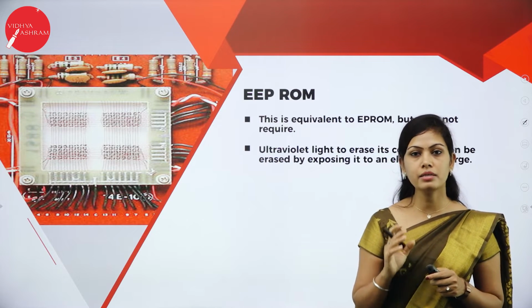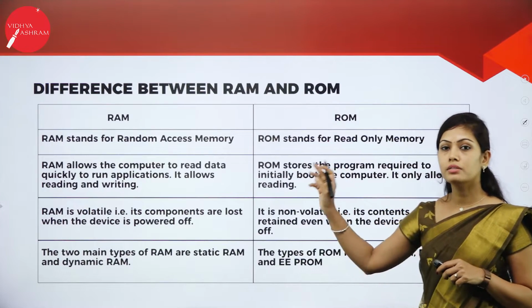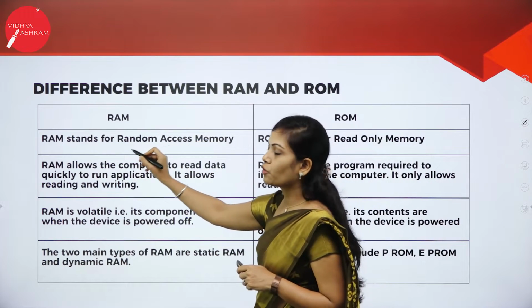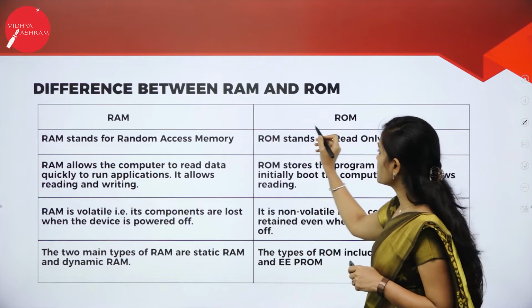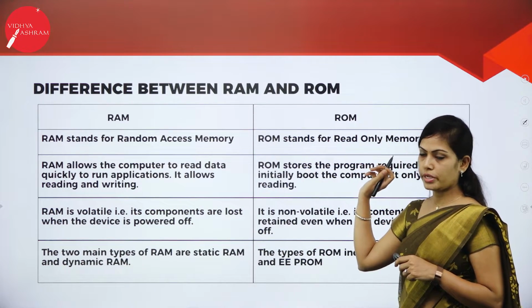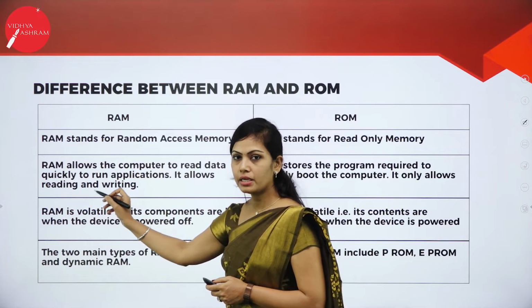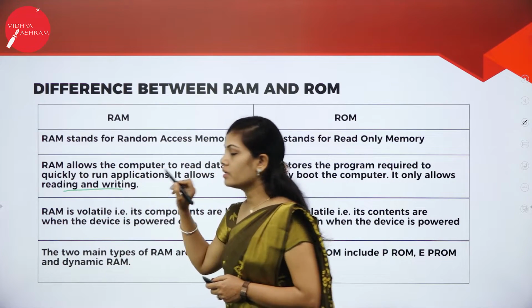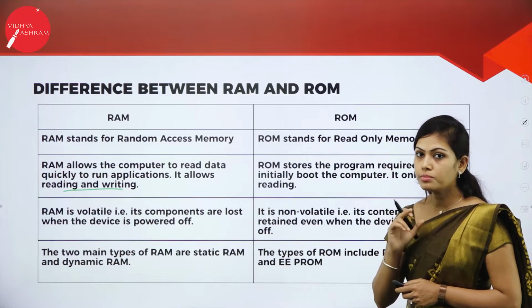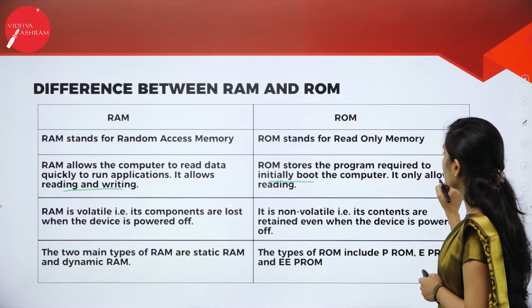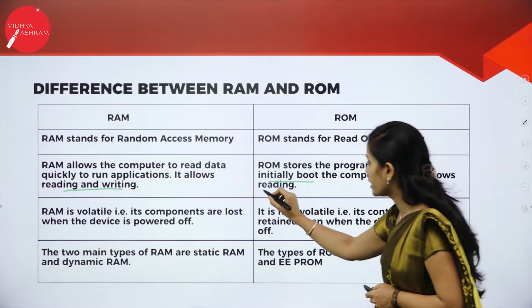Explain RAM and ROM. Next we have the difference between RAM and ROM. RAM stands for random access memory, ROM stands for read-only memory. RAM allows the computer to read data quickly, and it helps with reading and writing. And ROM stores the programs required to initially boot the computer, and it only allows reading.